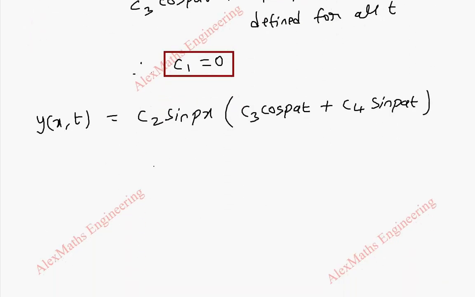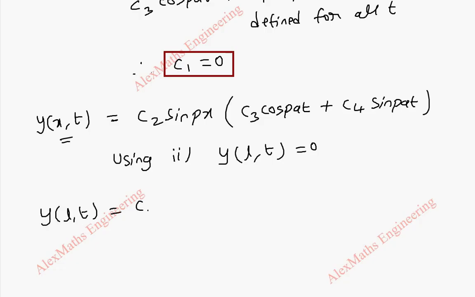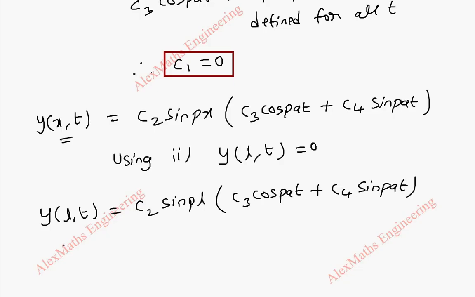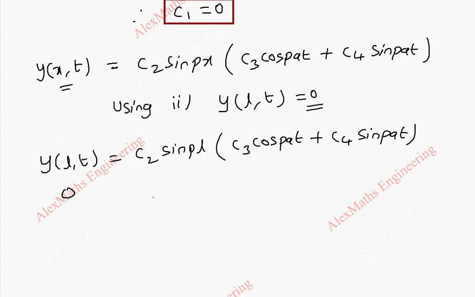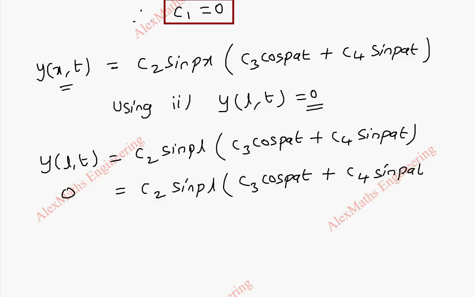Now we are going to use the second condition, that is y of l comma t is 0. Wherever x is there, substitute l. So y of l comma t becomes c2 sin pl into c3 cos pat plus c4 sin pat, and this is 0 as per the condition. So 0 equal to c2 sin pl into c3 cos pat plus c4 sin pat.